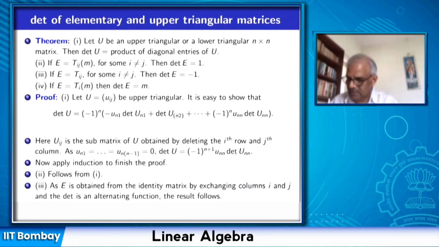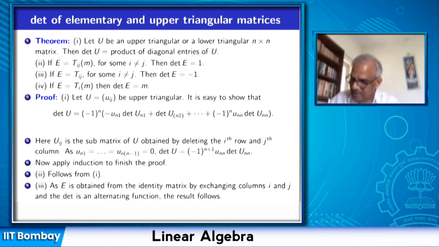So the three facts about elementary matrices follow. If the third operation changes the determinant to m, that is, if I multiply the ith row by m, then I have an upper triangular matrix, a diagonal matrix whose entries are 1, 1, 1, and the ii entry is m. Therefore the determinant of this upper triangular matrix is simply the product of diagonal entries, which is m.